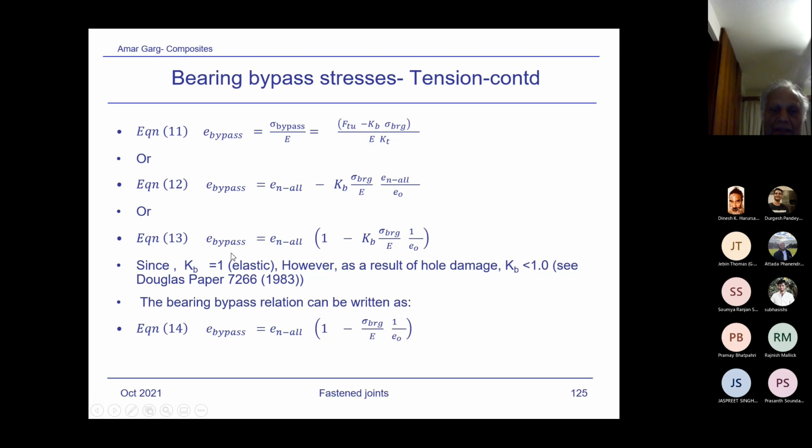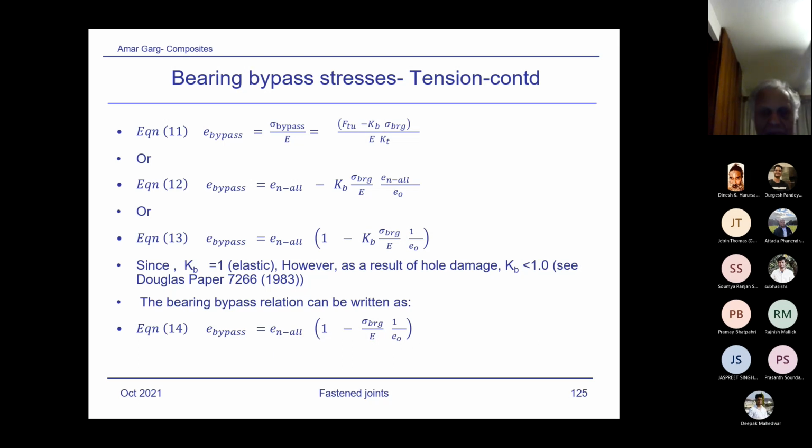They're self-explanatory. So based on this, we write an equation: E bypass equals En allowable times 1 minus sigma BRG, and all these terms are explained here, so I won't go into the details. It's just a simple equation derivation. What we have done with this equation is to relate the bypass strain to the notched allowable, the bearing stress, and E naught, which is the unnotched strain allowable.